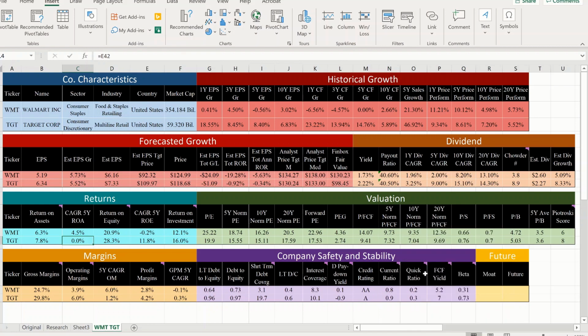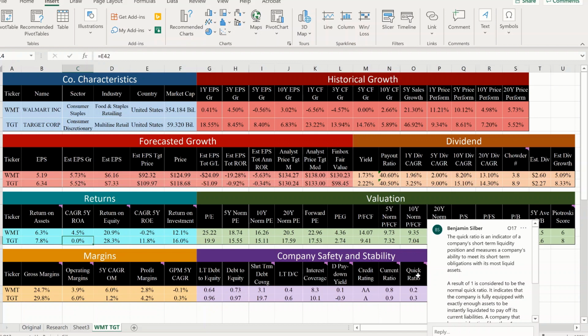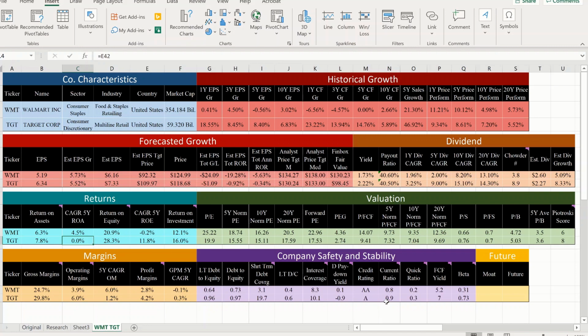The quick ratio is an indicator of a company's short-term liquidity position and measures a company's ability to meet its short-term obligations with its most liquid assets. A result of 1 is considered to be the normal quick ratio. It indicates that the company is fully equipped with exactly enough assets to be instantly liquidated to pay off its current liabilities. A company that has a quick ratio of less than 1 may not be able to fully pay off its current liabilities in the short term, while a company with a higher quick ratio than 1 can instantly get rid of its current liabilities. Both are well below 1, which is unfortunate, although Target beats Walmart here.